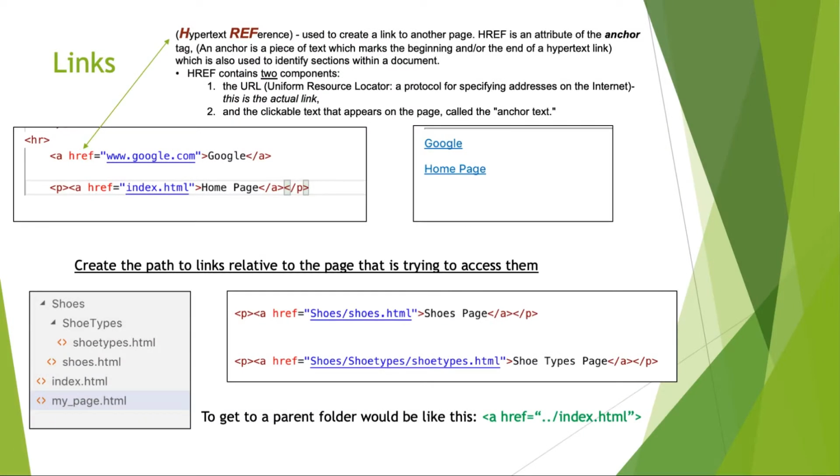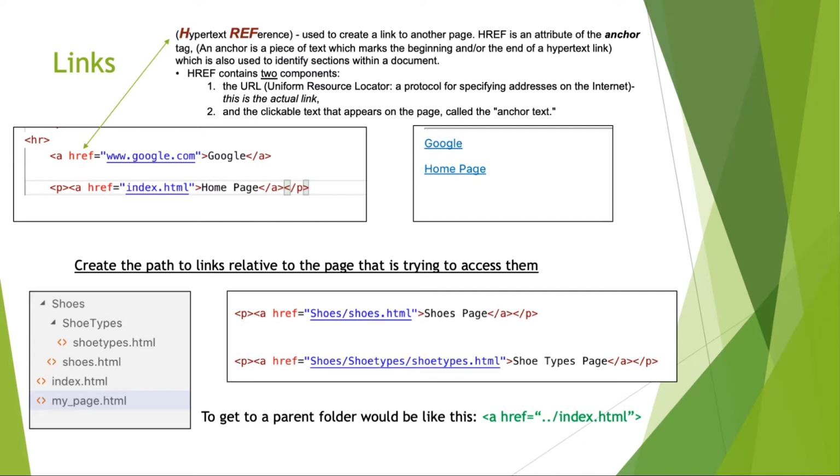Let's jump right in. All right, here we get into links as our first topic in section 2. And we're talking about href, or hypertext reference. This is used to create a link to another page. Href is an attribute of an anchor tag. An anchor is a piece of text which marks the beginning and or the end of a hypertext link, which is also used to identify sections within a document. So it doesn't need to just be off to another page. It could be sections within a document. We'll show an example of that.